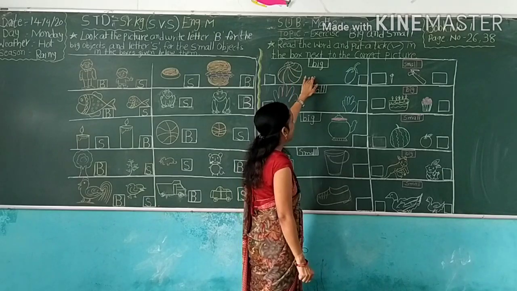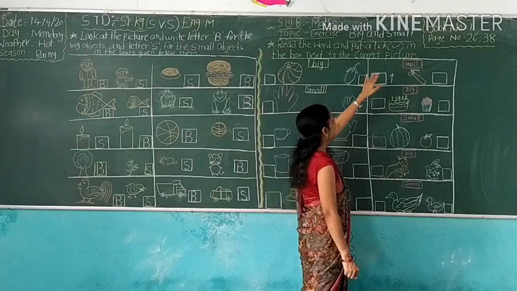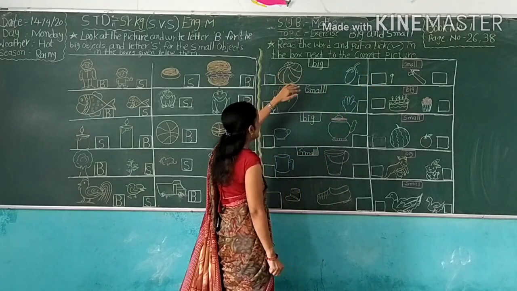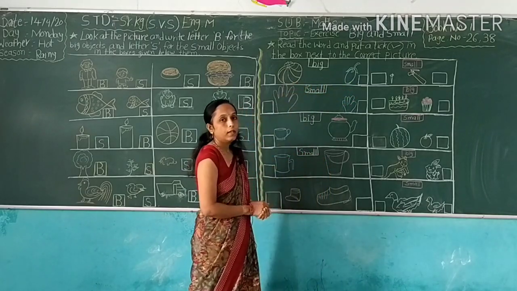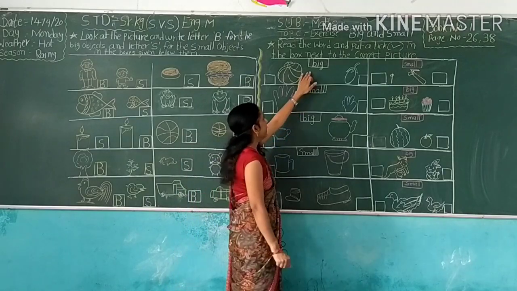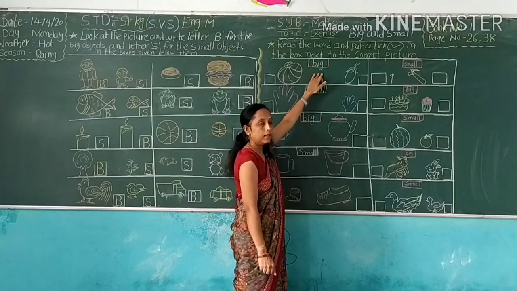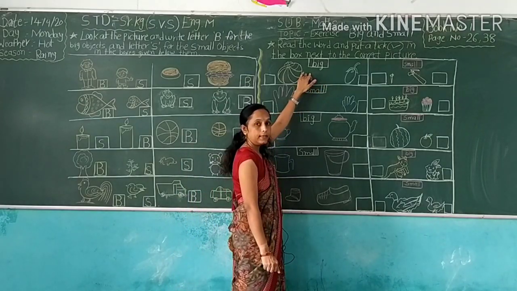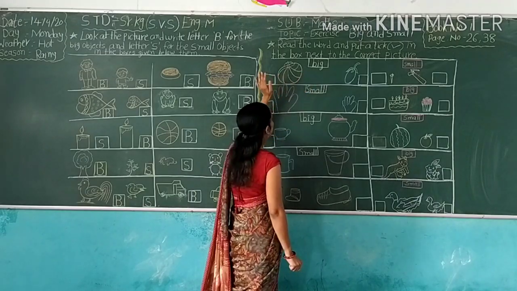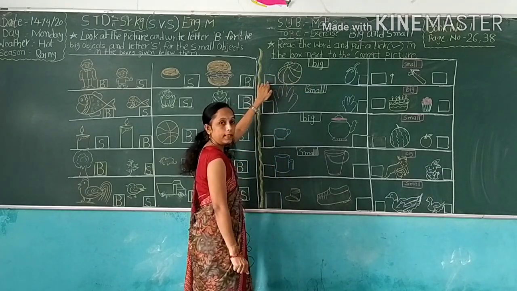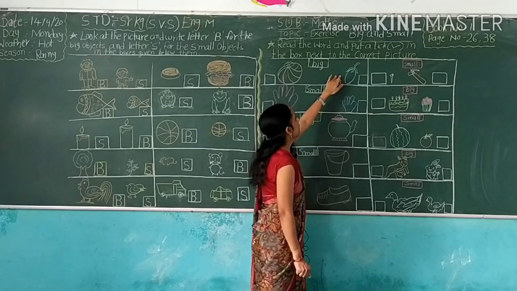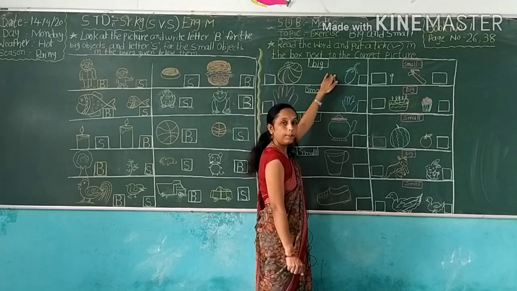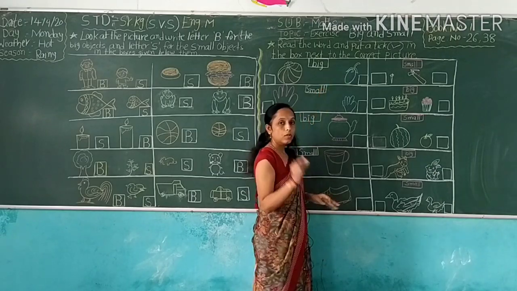And next, our second exercise is read the word. Read the word and put a tick in the box next to the correct picture. So look here. Which word is written here? B-I-G. Big. So write tick. Which object is big? This is brinjal. But brinjal is small.